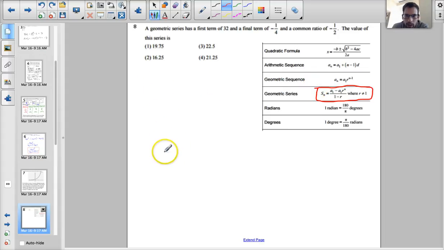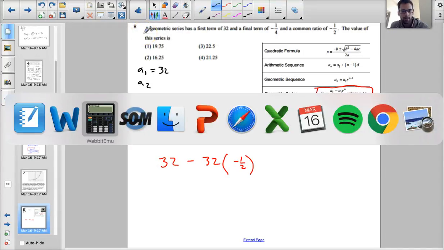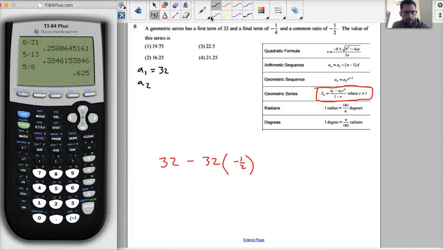So it's going to be A1. So it says the first term is 32 minus A1 times the common ratio, which is negative 1/2, times the number of terms. So this is the part where I actually have to do a little bit of math. So, gosh, I don't know. I think I'm just going to make a list. So in this case, I know A1 is 32. A2, my common ratio is negative 1/2. So I'm always multiplying by negative 1/2.